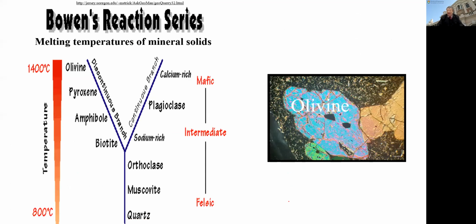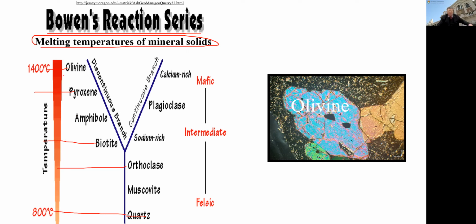In geochemistry, you have Bowen's reaction series, the melting temperature of mineral solids. There are seven minerals here. First the quartz, melting at 800 degrees Celsius. Then we have plagioclase feldspar, around 900 or 1000. Then biotite, about 1100. Then we have the pyroxene, about 1300. And only one should be 1400.